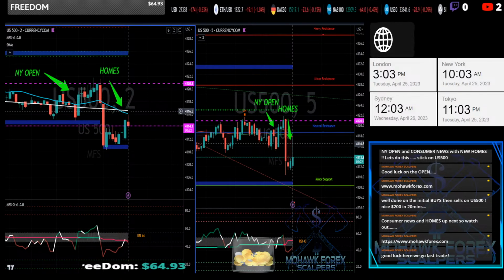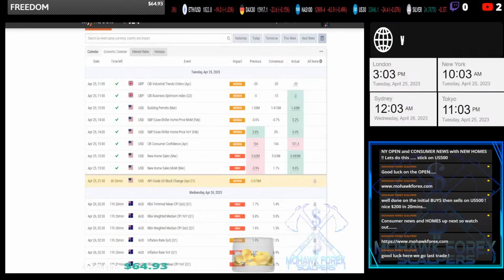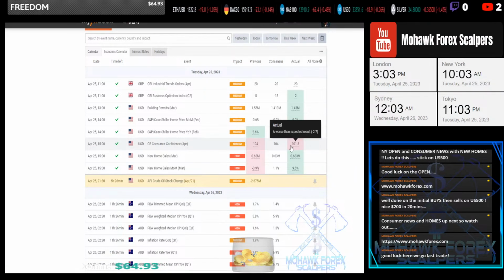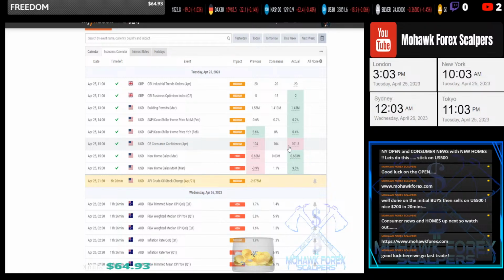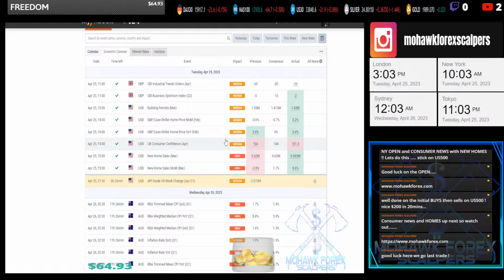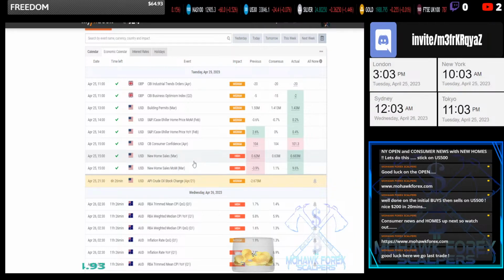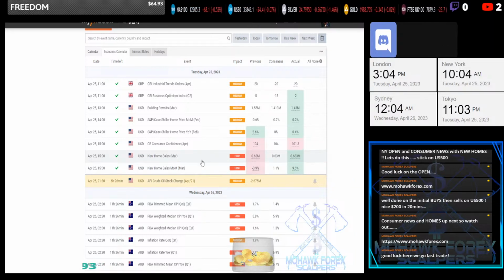And there's the pullback. You see the rejection, price probably come all the way back down to where it was before the news. So consumer confidence is lower, as we'd probably expect, but people are still buying houses, and that's even when the house prices have an increase. So that shows us the economy is still strong.